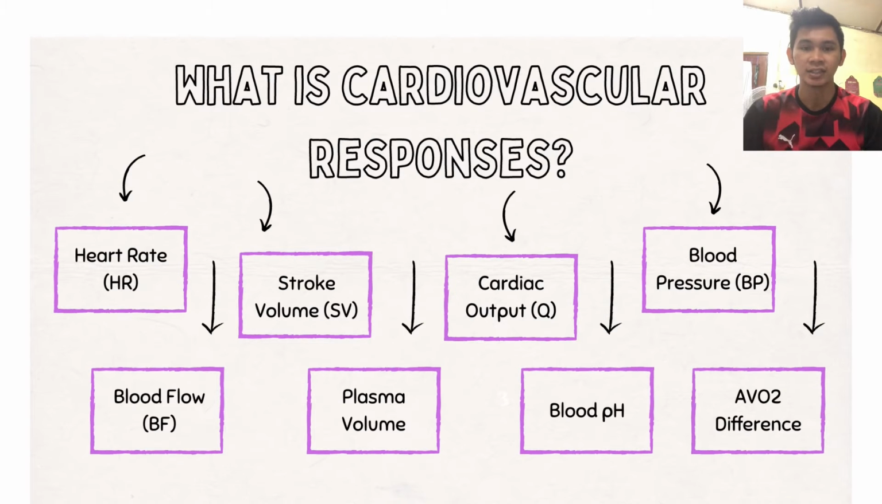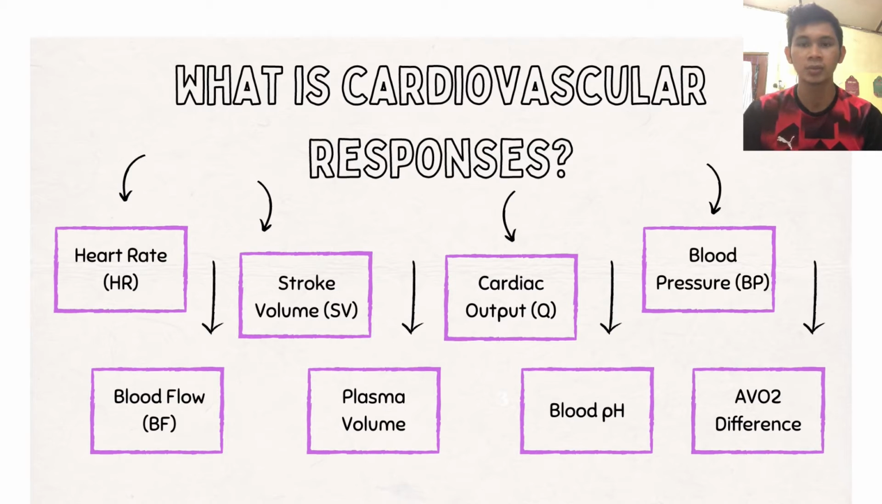Okay, next we go to cardiovascular responses. Okay, number one is heart rate. Heart rate increases as intensity rises, up to maximal heart rate. Okay, how does heart rate increase? It is due to the sympathetic nervous system releasing adrenaline.